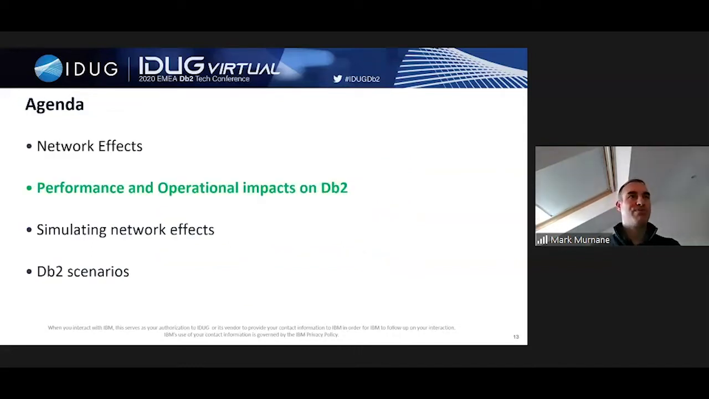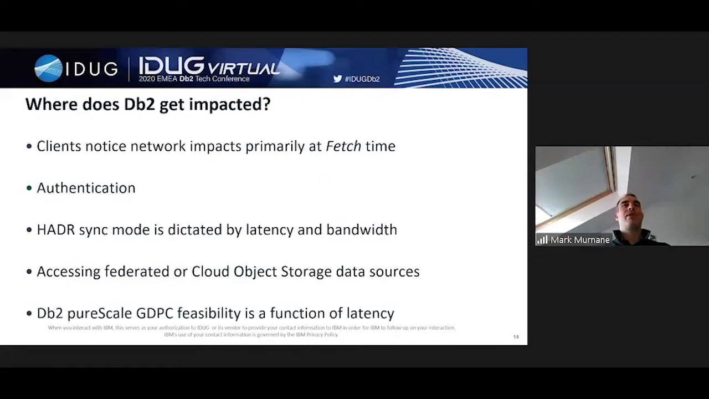So we'll move on to the performance and operational impacts on DB2. So where does DB2 see the impact of poor networking? Well, first and foremost, clients notice the network impacts when they're processing queries, specifically at fetch time. So if we consider the three phases of a query, we have our prepare time, our execute time, and our fetch time. Fetch time is most noticeably affected by network delays because that's when we're actually bringing back the bulk of the data.